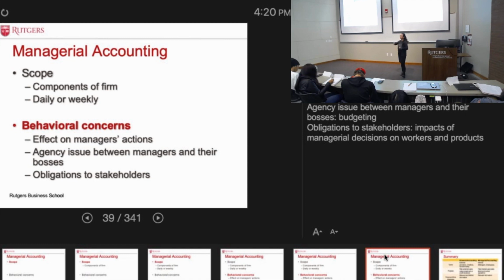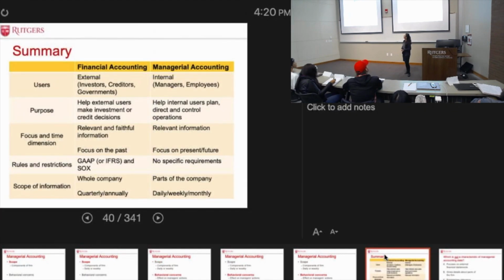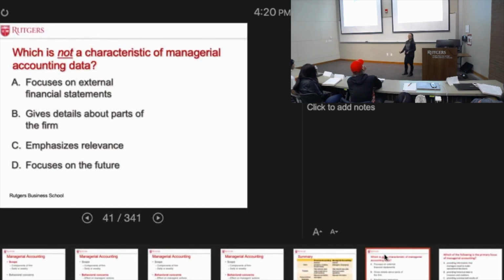So that's a holistic comparison between financial accounting and managerial accounting. And in your textbook, you have this table which summarizes in detail what I just covered, right? So in every aspect. So let's practice by using clickers, right? Now let's start with the clicker question. The channel is 41.